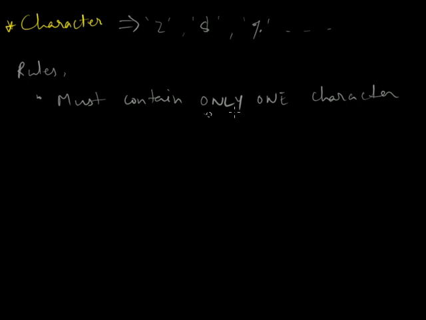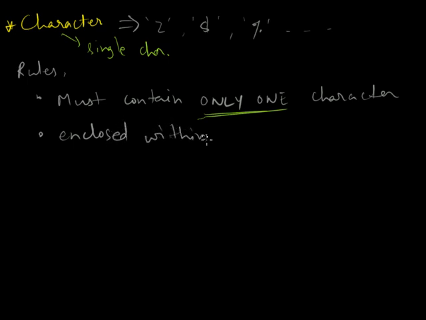Remember that I have put an emphasis on only one. It should not contain more than one character. Previously, in integers or real, it was at least. Now it's only. A character is always a single character in C. We always say that when we refer to character, it's single character. The second rule says that it should be enclosed within single quotes. Single quotes are like this. Everything X, Y, Z.